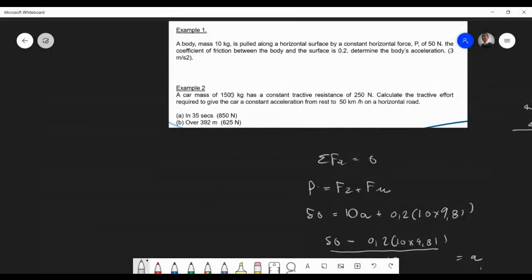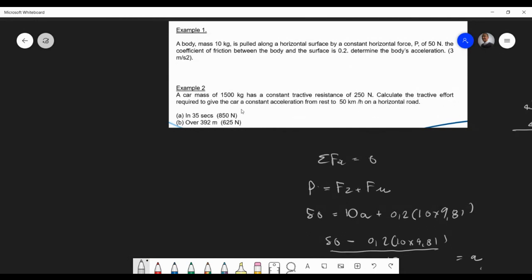So a car has a mass of 1,500 and has a constant tractive resistance. So tractive resistance, you guys remember back in mechanics, is basically summing up all the losses, talk about friction losses and all the losses essentially happening in the vehicle. Of course, it's not so easy to quantify this, but it's just basically going the other way, right?